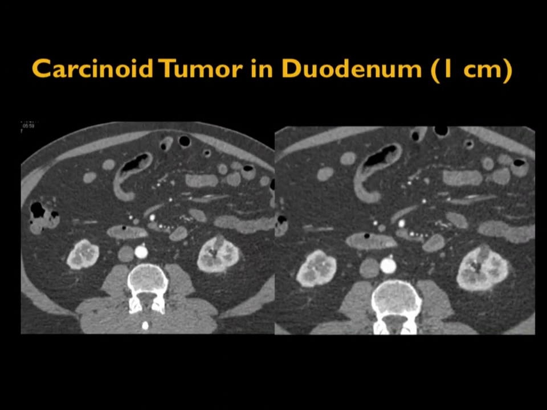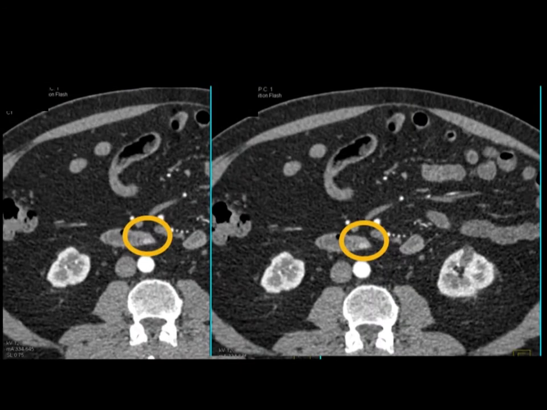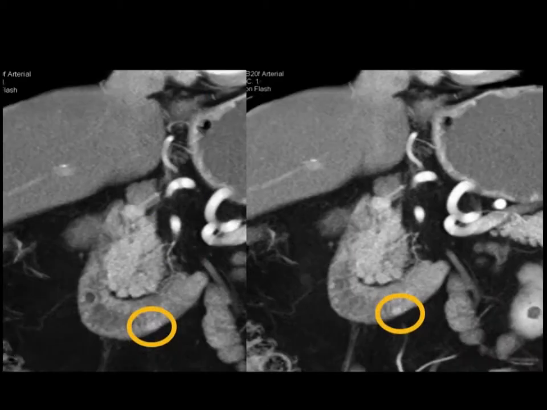When I mentioned that carcinoids can be seen when they're very small, here's a nice example. Look at the fourth portion of the duodenum. Very subtle, but if I put a circle there, you see that bright lesion? You see it there? Look at the coronal view. It's a bit easier to see perhaps, but maybe again subtle, but it's there.